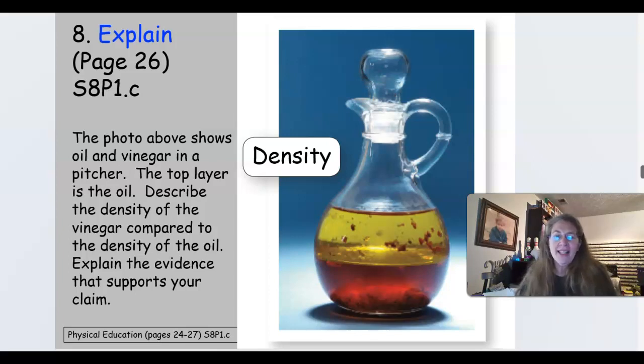So the things that we could say is that since the oil is the top layer, it's less dense than the vinegar. And we know that the vinegar, since it's the bottom layer, has to be more dense than the oil.